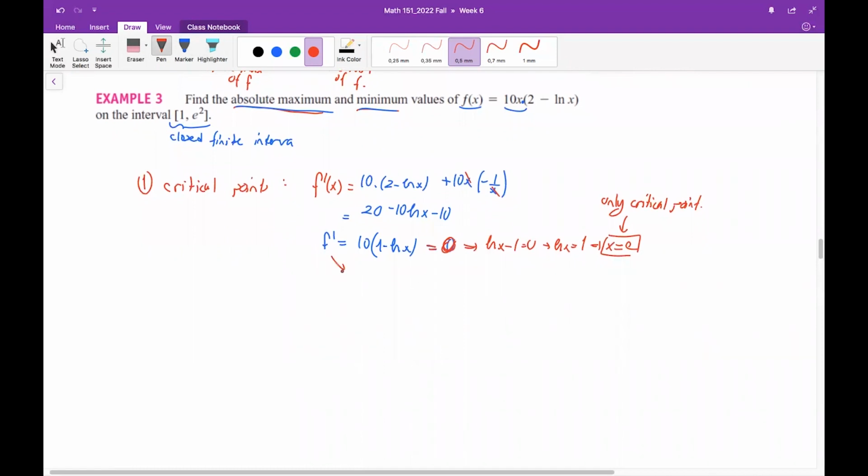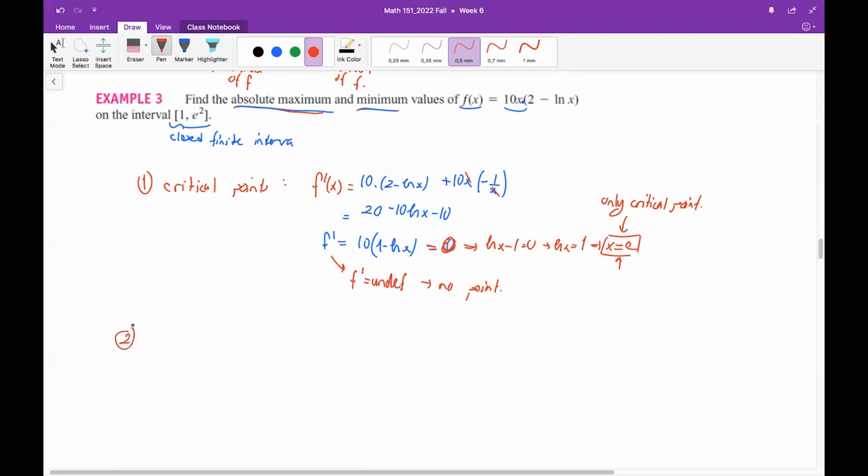Let me also put that as part 2. Is there any point where f prime is undefined? From this case, we obtain no point. There is no such point, okay? So this is our only critical point.